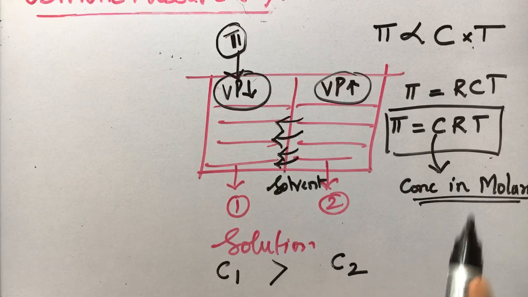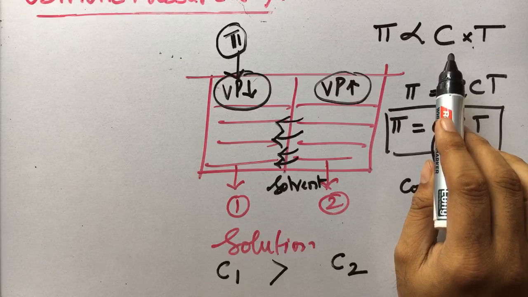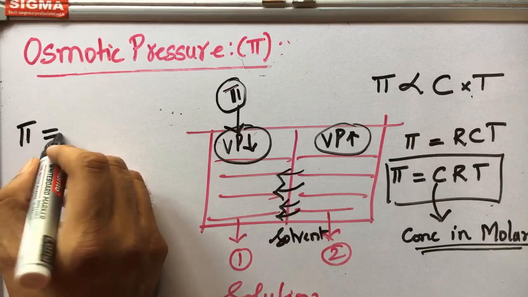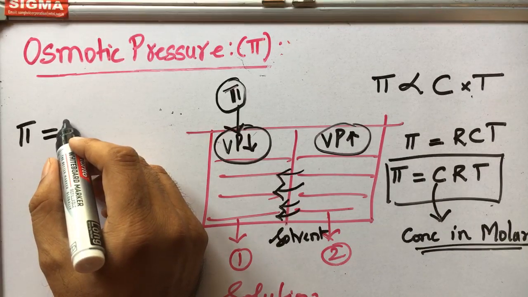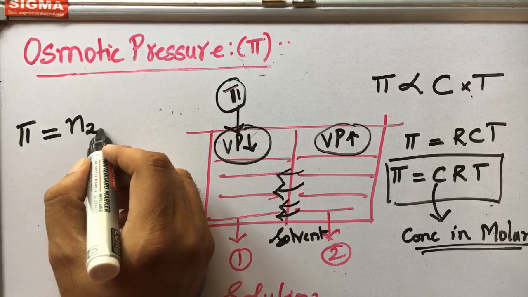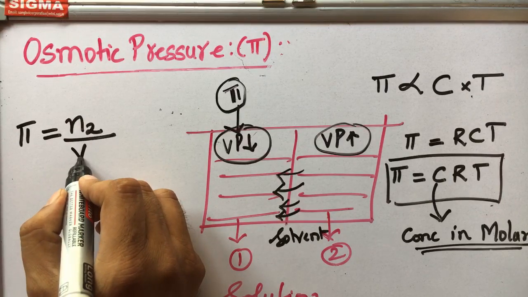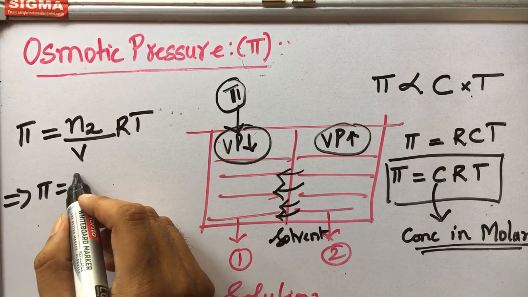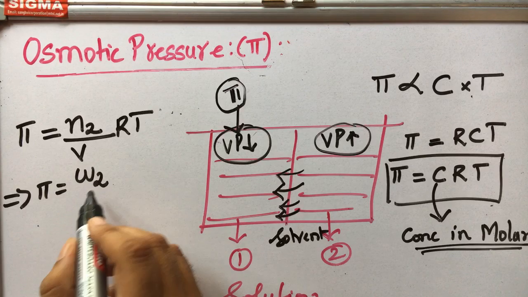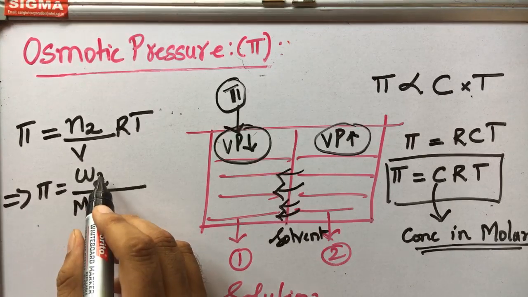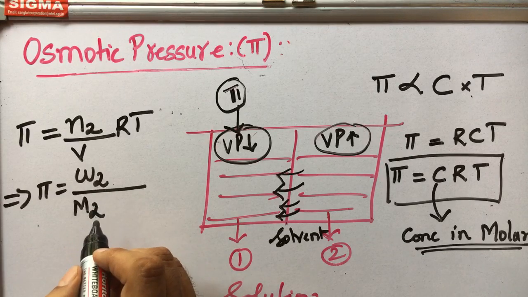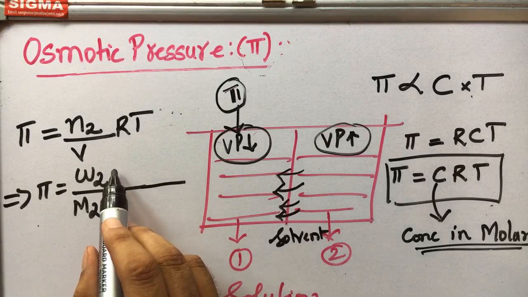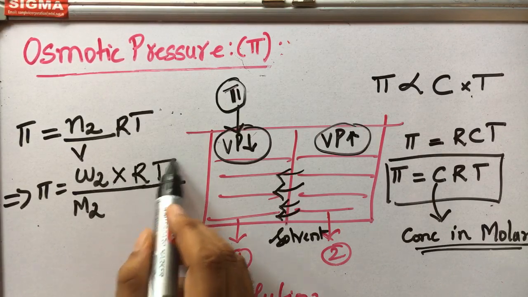So pi is directly proportional to the concentration of the solution in moles per liter, and pi is directly proportional to temperature. So it is very obvious that pi is equal to CRT. What is C? Concentration in molarity. What is molarity? Number of moles of solute divided by volume of the solution in liters, into RT. So pi is equal to, what is n2? Number of moles of solute. Let me write it as W2 divided by M2. W2 is the weight of solute used for preparing the solution, and M2 is the molar mass of the solute, into RT into V.